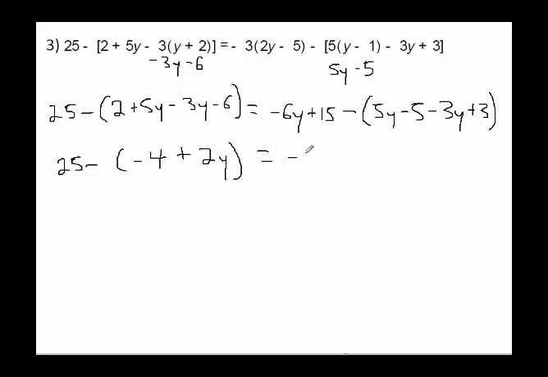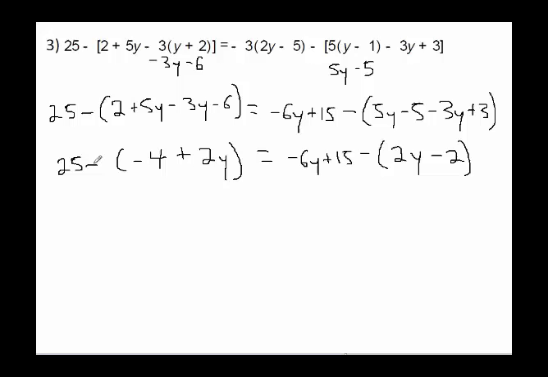And on this side, we've got negative 6y plus 15 minus, and the 5y minus 3y becomes positive 2y. And the negative 5 plus 3 becomes negative 2. Now we've got to open up the parentheses over here. And the way to open up parentheses that are being minused, you don't actually have to subtract, you don't have to actually multiply anything.